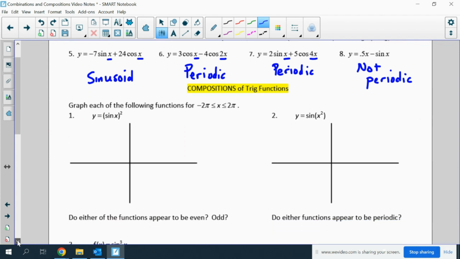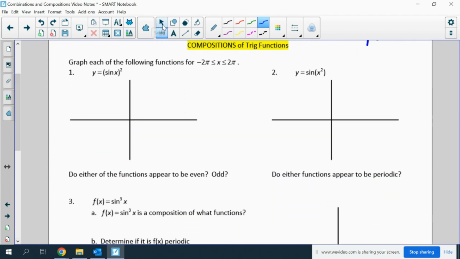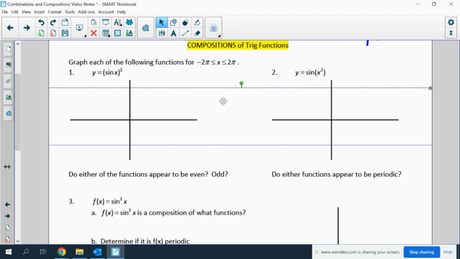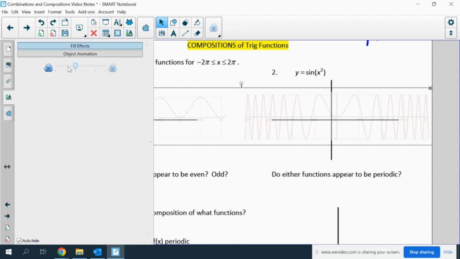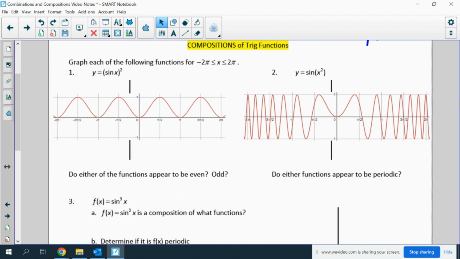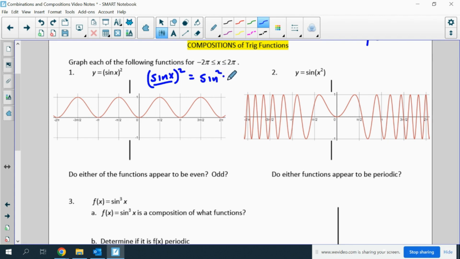Now let's talk about compositions. So if we try to graph each of these two things, let's look at what the Desmos graphs of these would be. As we look at them, what we see is that the function sine x squared means that we take y equals sine x and then we square it. Now we can also write that as sine squared x.